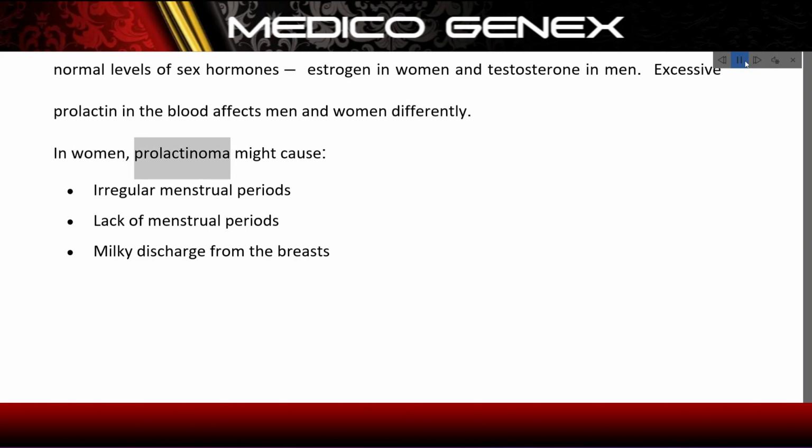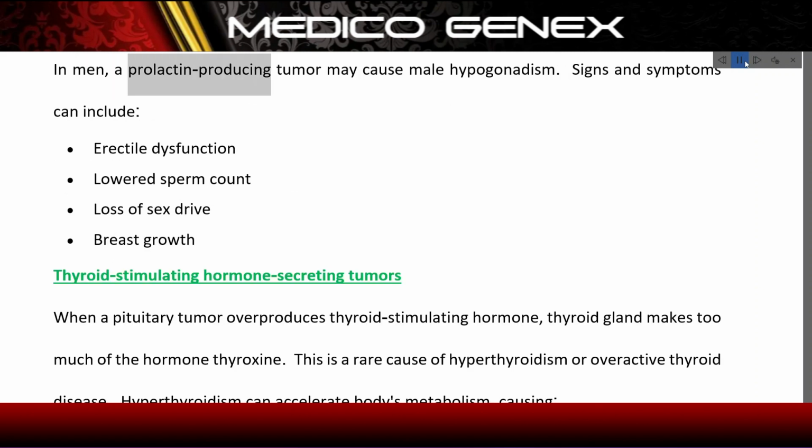In women, prolactinoma might cause irregular menstrual periods, lack of menstrual periods, milky discharge from the breasts. In men, a prolactin-producing tumor may cause male hypogonadism. Signs and symptoms can include erectile dysfunction, lowered sperm count, loss of sex drive, breast growth.